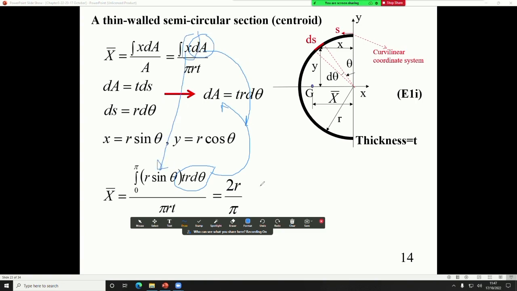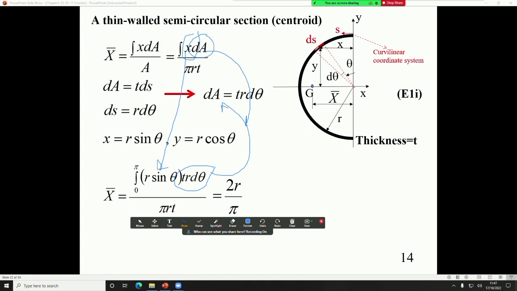The content of this slide is that in an exam, I might ask you to find the position of the centroid of a semicircular section. You have the answer in your examination data sheets, but you need to know how to get from here to there. Does it answer your question? No, because I don't get why t is getting multiplied. Shouldn't it get added to r?